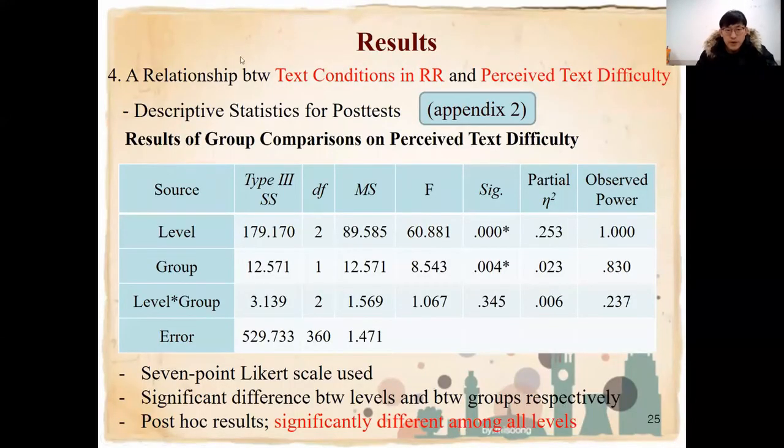To figure out a relationship between text conditions and repeated reading and perceived text difficulty, a two-way ANOVA was conducted. The participants rated their perceived text difficulty of the reading text on a 7-point Likert scale. The results revealed significant differences between levels and between groups, respectively, with a quite large effect size and a medium effect size, respectively.